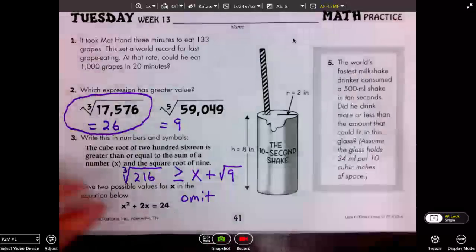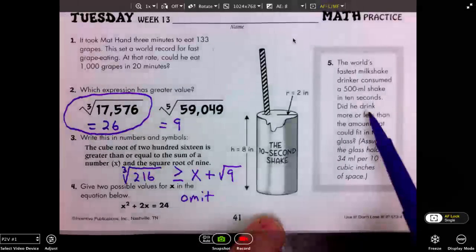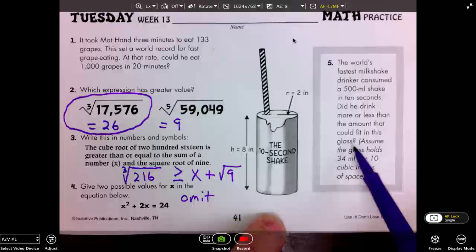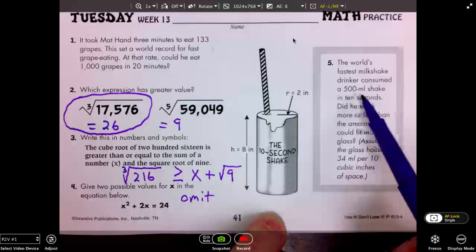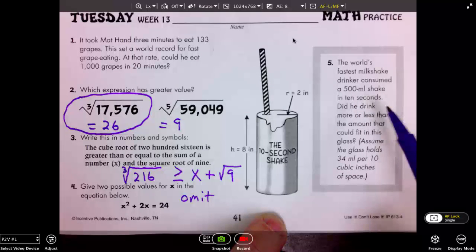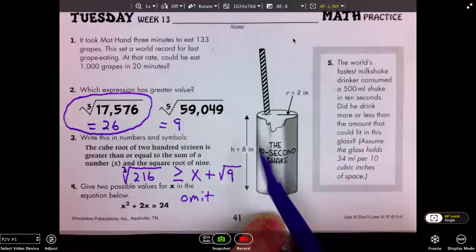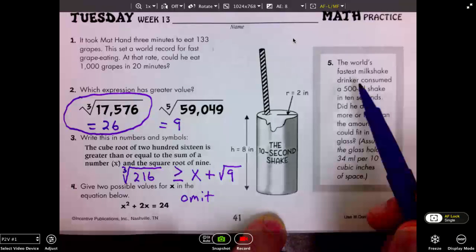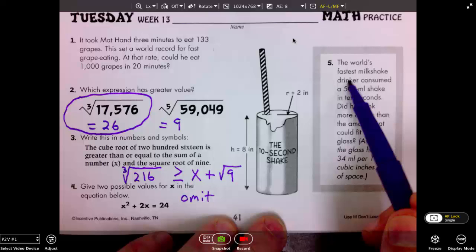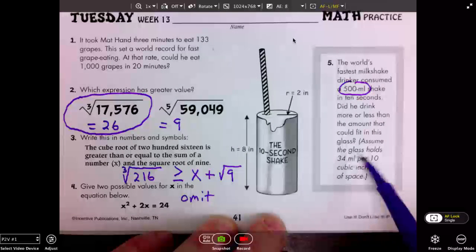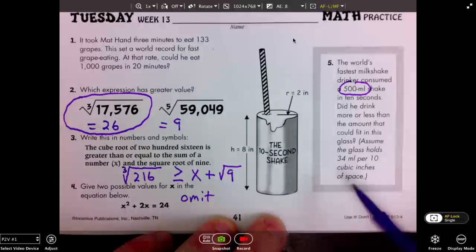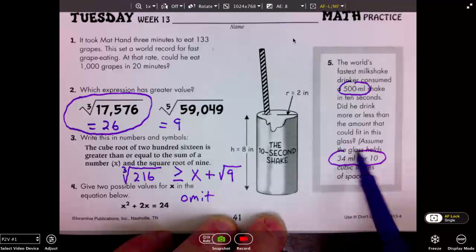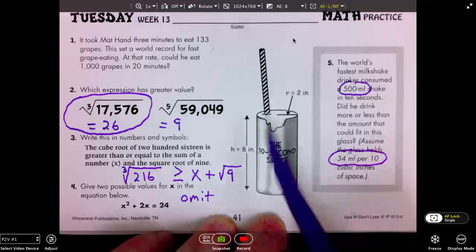All right. Lastly, number 5. Did he drink more or less than the amount that could fit in the glass? The world's fastest milkshake drinker consumed 500 milliliters of shake in 10 seconds. So we're interested in finding the volume here. We're going to have to do a couple things. First, this is in milliliters, and here we're dealing with inches. It says assume that the glass holds 34 milliliters per 10 cubic inches. Well, they give us a conversion here. So we need to find the number of cubic inches that this cylinder holds.